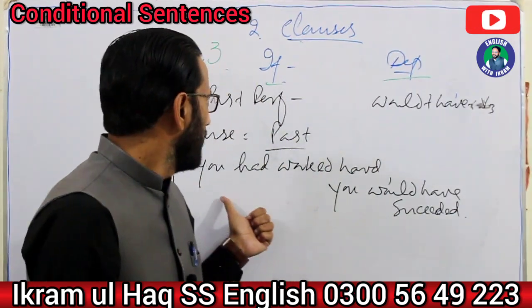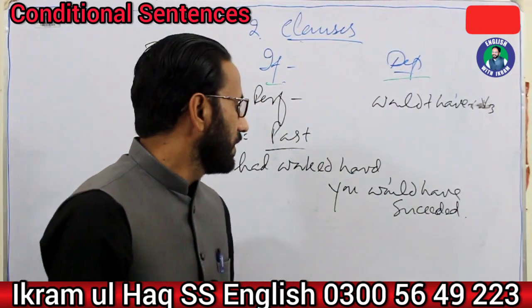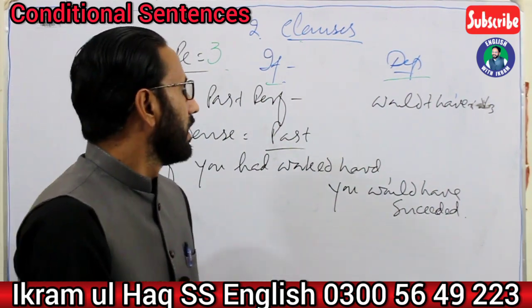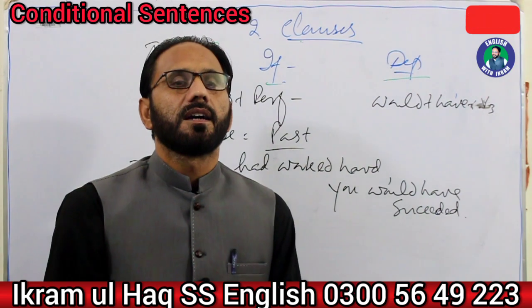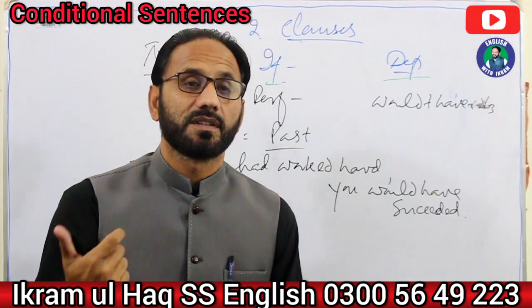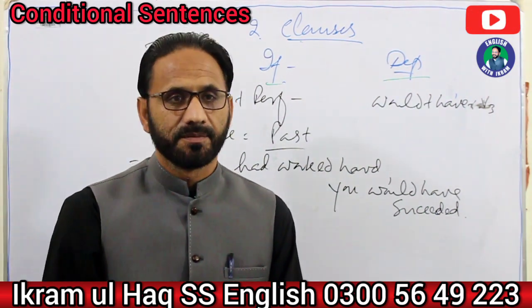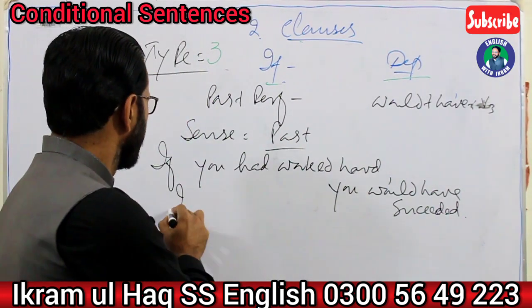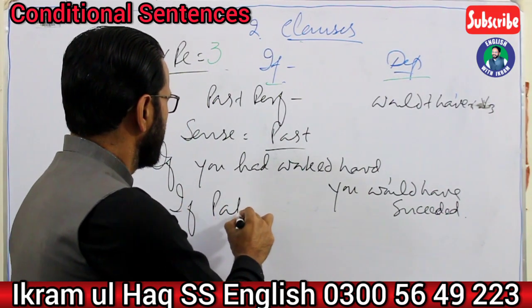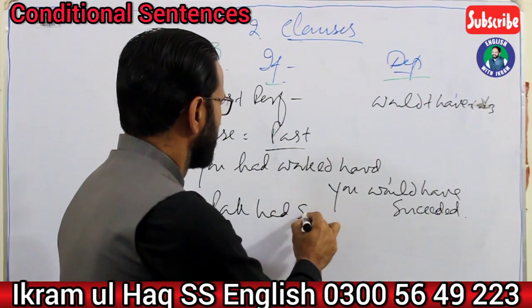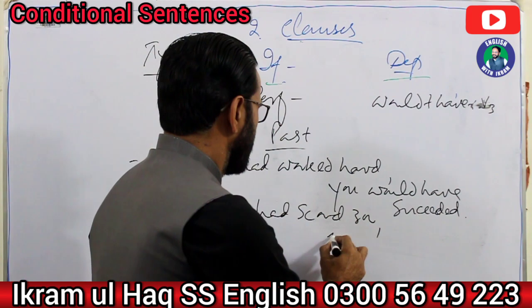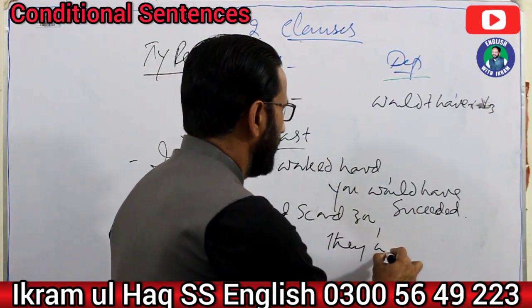Now, the next example that I am going to go over here. For example, अगर पाकिस्तान 300 स्कोर करता तो कल वो मैच जीत जाता. How would you translate this sentence from Urdu to English? If Pakistan team had scored 300 runs, they would have won the match.